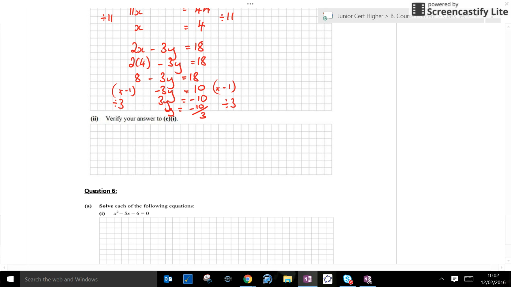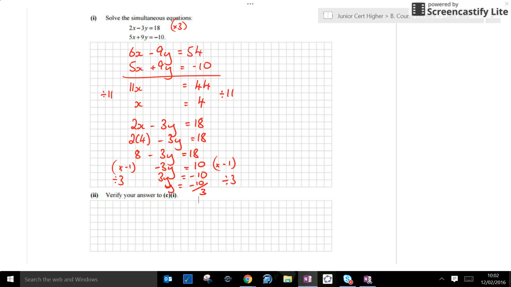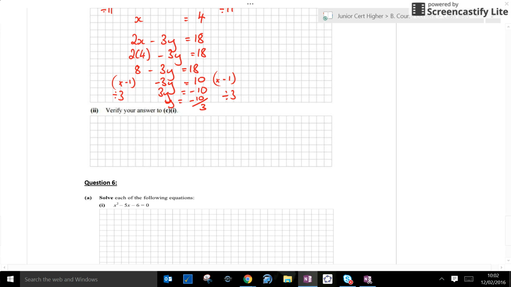Part 2. Verify your answer to part 1. Okay, well, we have two equations, and we know that if we are correct, x equals 4 and y equals minus 10 over 3 will satisfy both equations. So let's start by checking equation 1 first. 2x minus 3y equals 18.